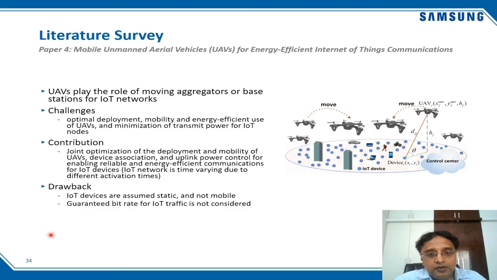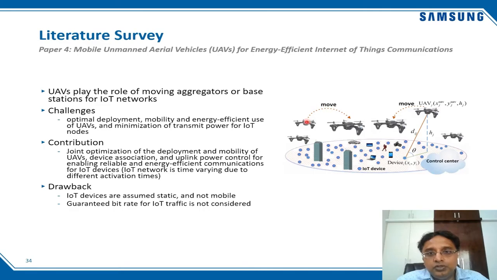Before we discuss our work, which is on capacity enhancement, there's another very interesting paper on how to do UAV deployment for an Internet of Things kind of scenario. Here, the UAVs are moving aggregators or base stations for the IoT network. The challenge being solved was the optimal deployment with mobility and energy efficient use of UAVs, and minimization of transmit power for the IoT nodes. All the IoT nodes are not really power hungry, but they're power deficient. How to minimize the power consumption of each IoT node is a very important aspect.